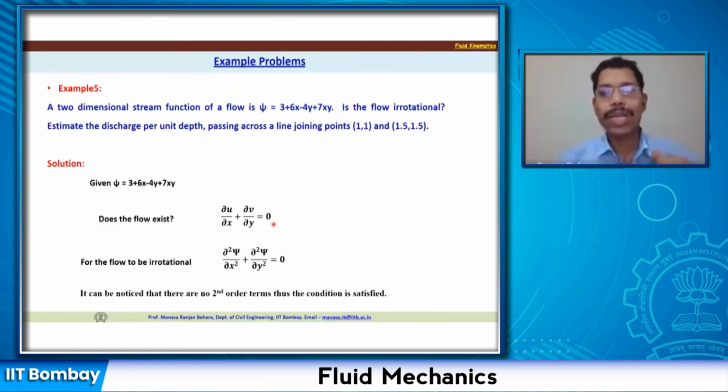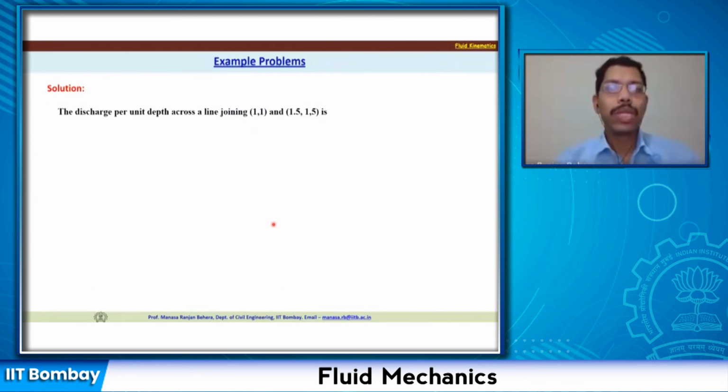Now let us look at the next part of the question, that is, estimate the discharge per unit depth. Now what is the discharge? We know that the discharge between 2 points is, let us say, psi 2 minus psi 1. So I have point 1 and point 2. The line passing through point 2 is psi 2. The line passing through point 1 is psi 1. And if I take the difference, then I will get the discharge.